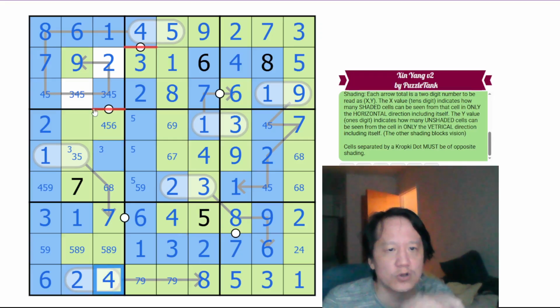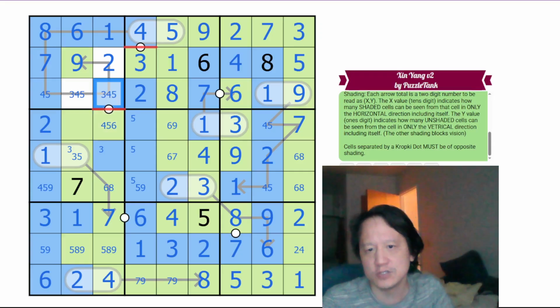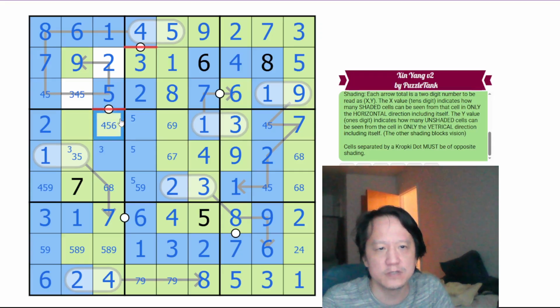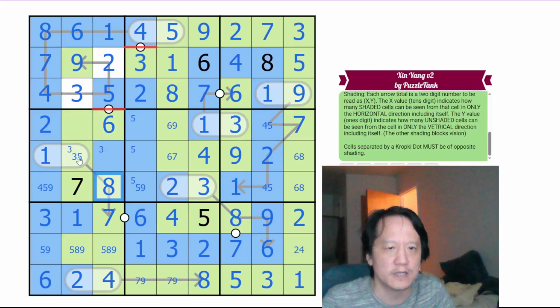4 eliminates 3, 4, and 4, 5 as consecutive digits. So this must be 5, 6. 5 eliminates 5 here, so it's 4. This can't be 4, 5. It's 3. 6 eliminates 6 here, so it's 8. Therefore, this 8 and 7 add up to 15.